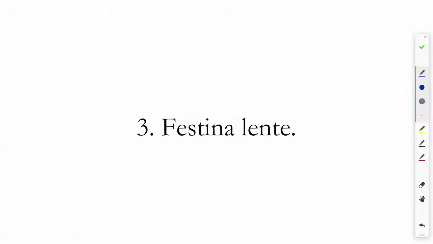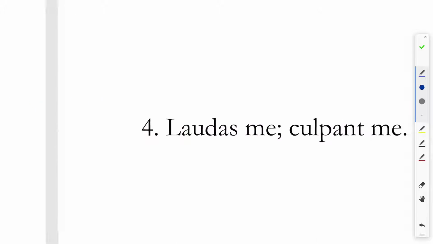3. Festina lente. Lente is just a word that means slowly. Festina, also this present active imperative, which means festina, hurry. Hurry slowly. Admittedly, it doesn't make a lot of sense. It is said to be one of Augustus's favorite sentences. Hurry slowly. Be quick about it, but not so quick that you make mistakes.